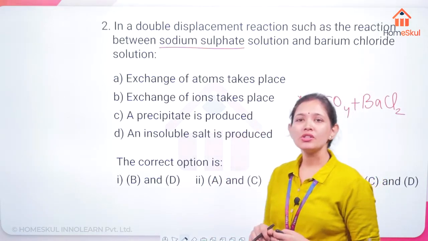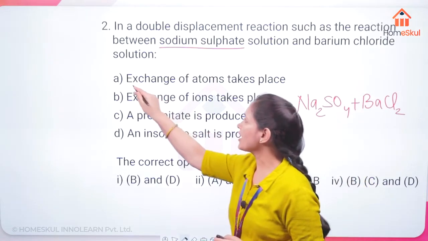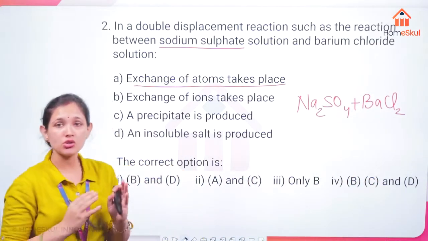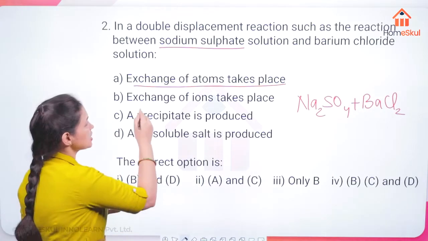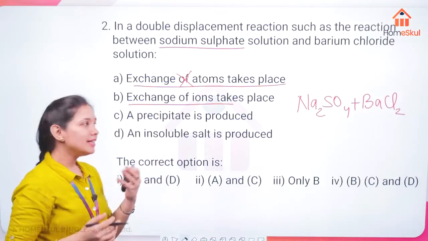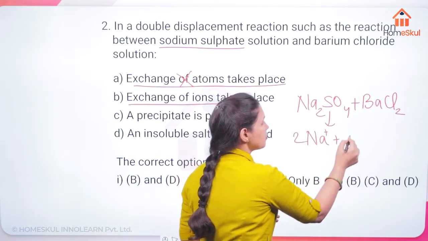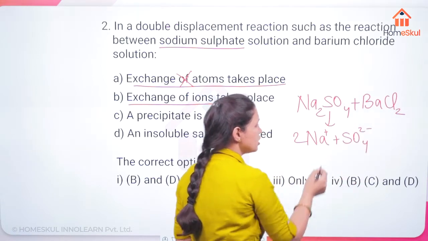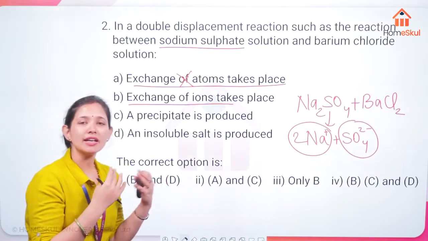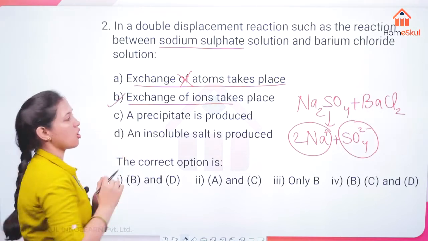Here you have to just look. Yes, yes, Avantika, very correct. Here you have to just look, does exchange of atoms take place? No, there is no atom changing. There is no exchange of atoms here. There is exchange of ions, so this option is wrong. Exchange of ions takes place, because this Na2SO4 is going to give you 2Na+ and SO4 2-. So they are going to be your ions, and there will be the exchange of the ions in this case. So this is going to be the correct option here.